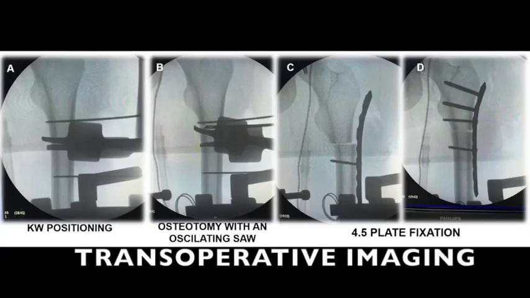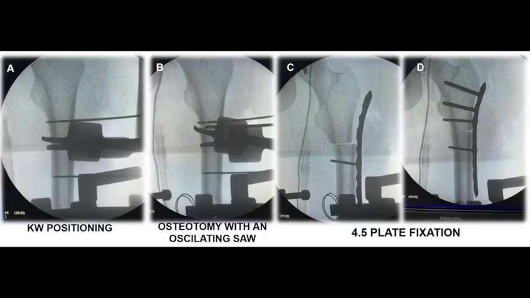The following sequence shows the planned derotational osteotomy. From left to right, 2K wires are placed to control femoral rotation. Next, the osteotomy is performed with an oscillating saw. The distal femur is rotated externally to correct the increased femoral anteversion, and the last two images show the osteotomy fixed with a 4.5 locking compression plate.